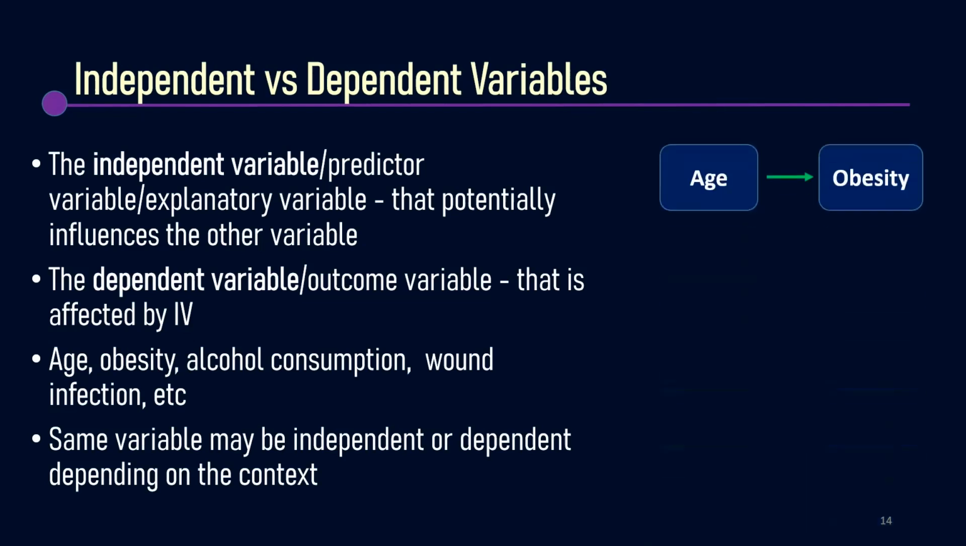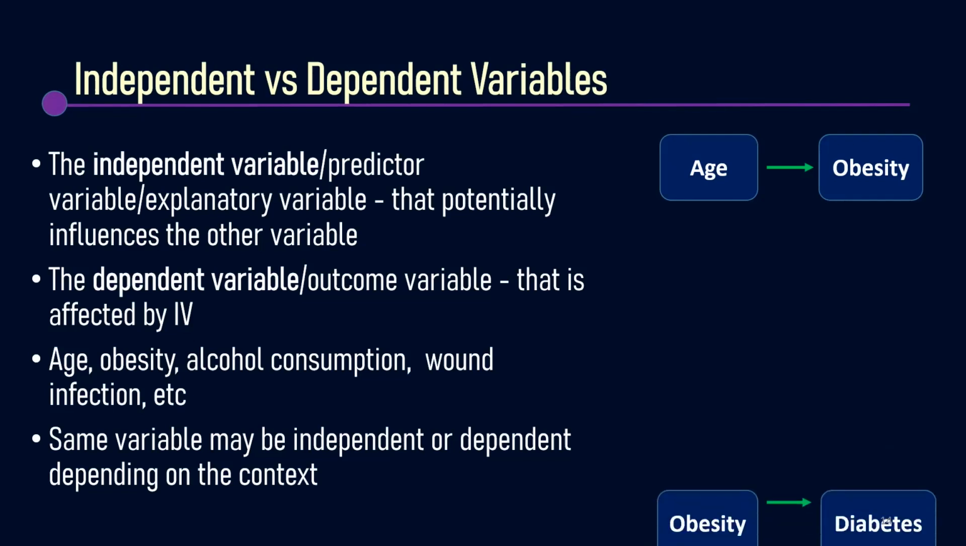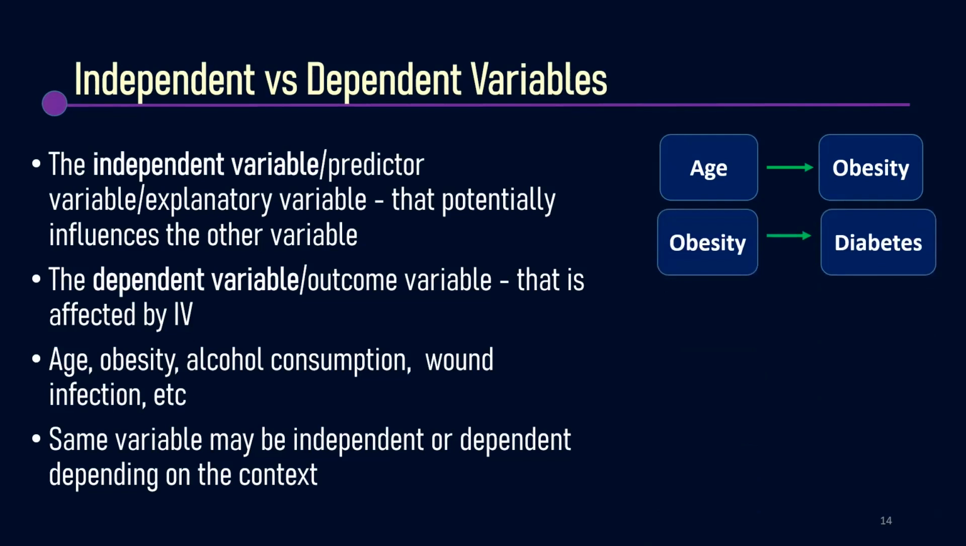Let's do some examples here. The older a person becomes, the higher the chance of that person becoming obese. So we can put a research question like: is increasing age associated with the risk of obesity? In this research question, increasing age is an independent variable, whereas obesity is a dependent variable. With the same obesity, if we ask whether being obese is a risk factor for diabetes, then obesity is an independent variable, whereas diabetes is a dependent variable.